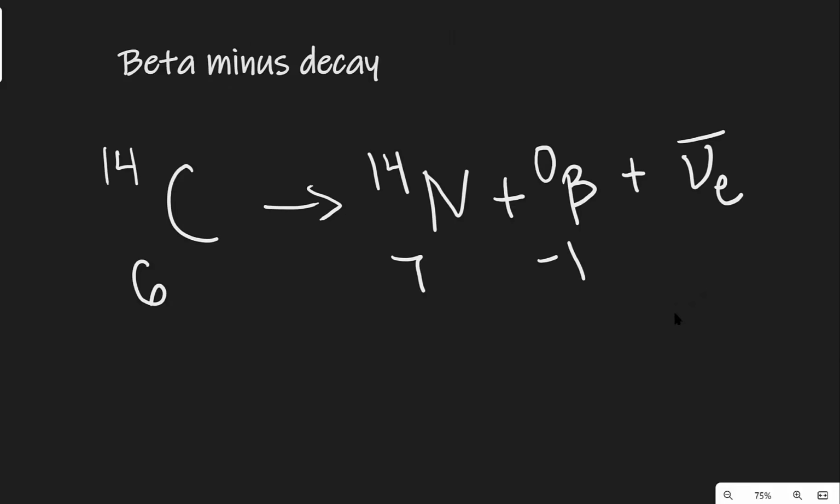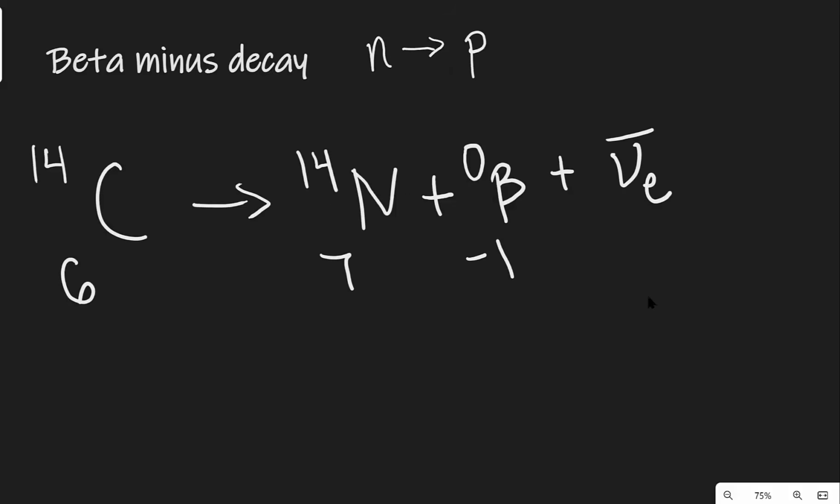Have a look at something incredible. The total number of protons here is 6, whereas the total number of protons here is actually 7. So by the power of something called the weak nuclear force in beta minus decay, a neutron has turned into a proton. So an actual neutron turns into a proton.